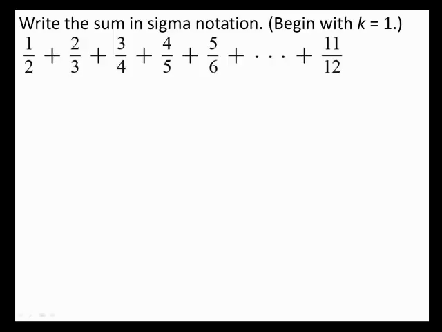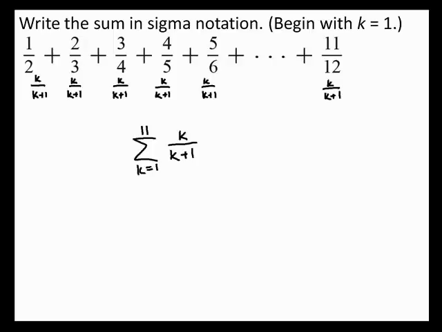Write the sum in sigma notation. Begin with k is equal to 1. 1/2 plus 2/3 plus 3/4 plus 4/5 plus 5/6 plus 11/12. The pattern appears to be k divided by k plus 1. The sum in sigma notation is the sum from k equals 1 to k equals 11 of k divided by k plus 1.